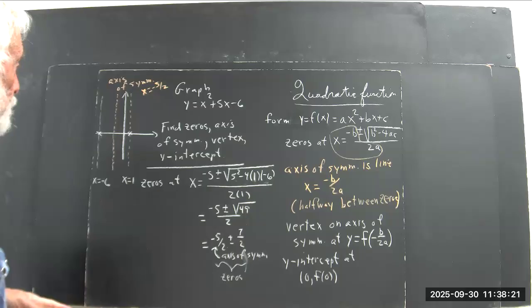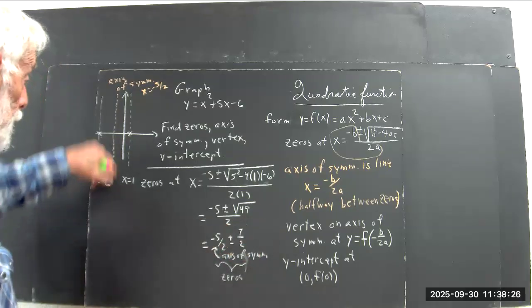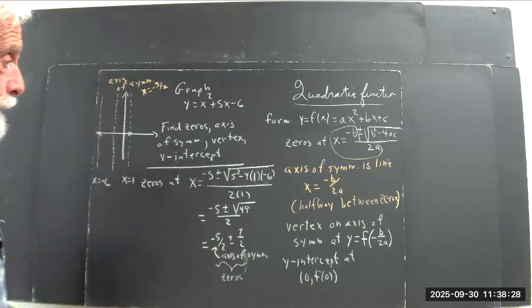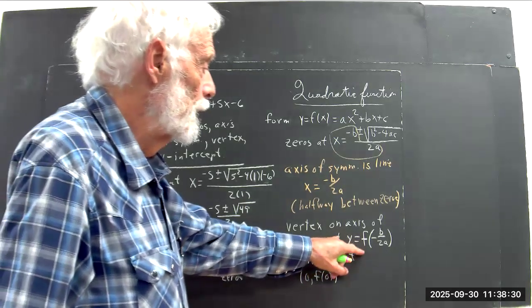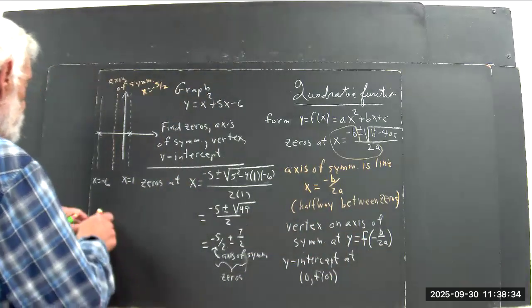How do you determine then the coordinates of the vertex? You know it's on the axis of symmetry. Well, I say it's at y equals f of negative b over 2a. And let's see what that constitutes.